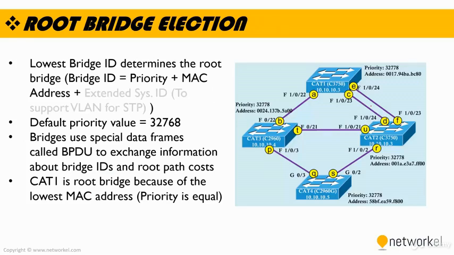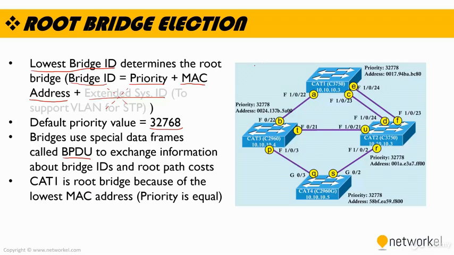So let's take a look at how we can elect the root bridge. To elect the root bridge in a network, we need to find the lowest bridge ID. To find the bridge ID, we are using the priority value and MAC address. And we are using an extended system ID to support VLANs for STP. But in most cases, we are not going to use this value to calculate the bridge ID. Please keep in mind that the default priority value for a switch is this one, and bridges use special data frames called BPDUs to exchange information about bridge IDs and root path costs.